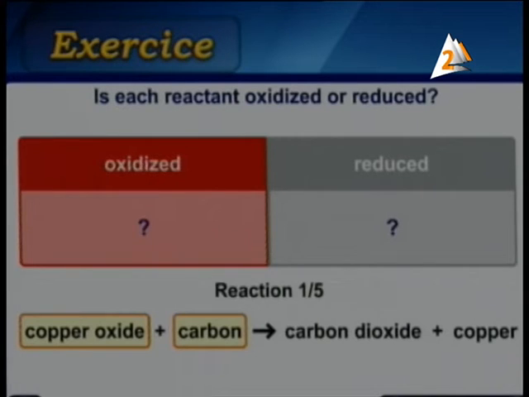There's another question. Now, look at the reaction and try to find the answer. Which one is oxidized, the copper oxide or carbon? Here, the copper oxide is an oxide that changed to copper. But here we have the carbon changing into carbon dioxide. Which one is oxidized? The carbon. Why? Because the carbon adds some amount of oxygen, forming carbon dioxide.